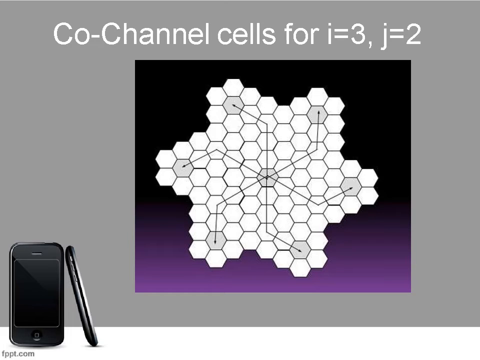Next, co-channel cells for i equal to 3 and j equal to 2 is given here. So i number of times we are going to move along here, in any direction from a cell, and then we will take the rotation for 60 degrees, and then again we will move the j number of times, that is 2 times from that cell. So that will represent the co-channel cell for the particular cell.